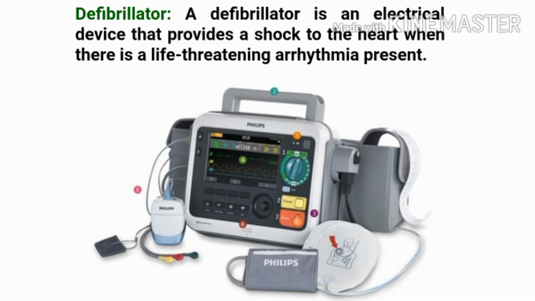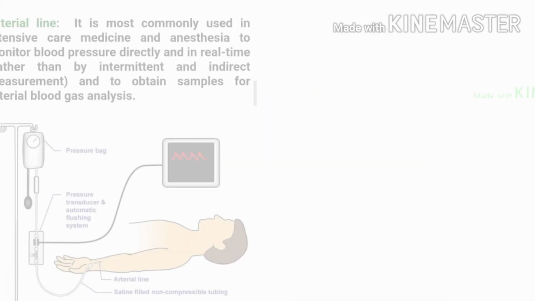So this is the image of the defibrillator. A defibrillator is an electrical device that provides a shock to the heart when there is a life-threatening arrhythmia present. So this is the image of the defibrillator.